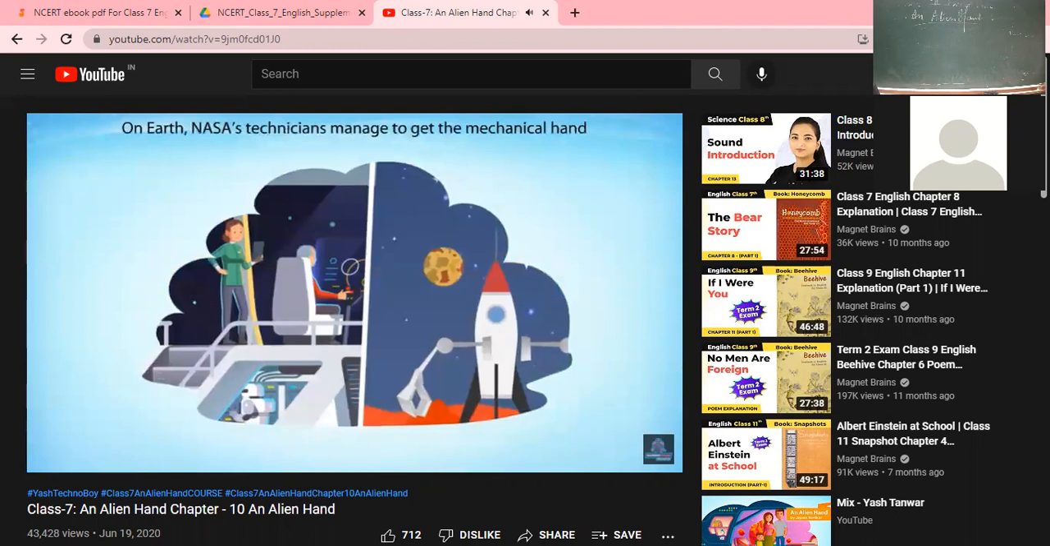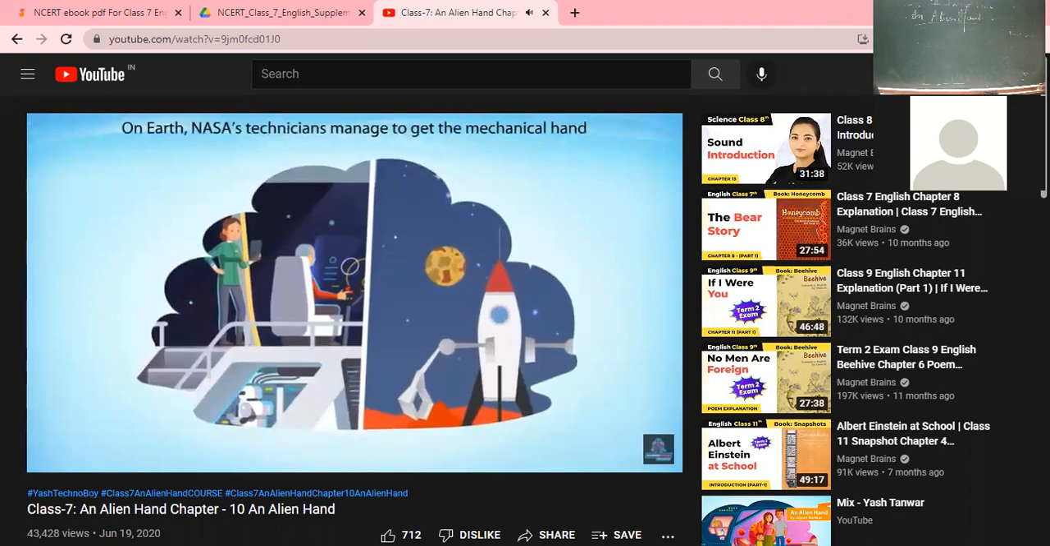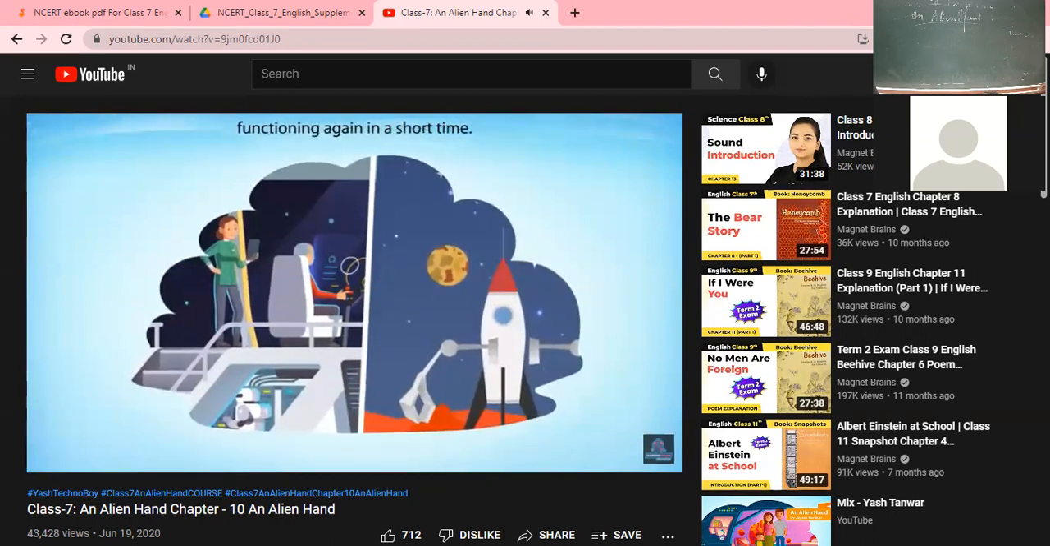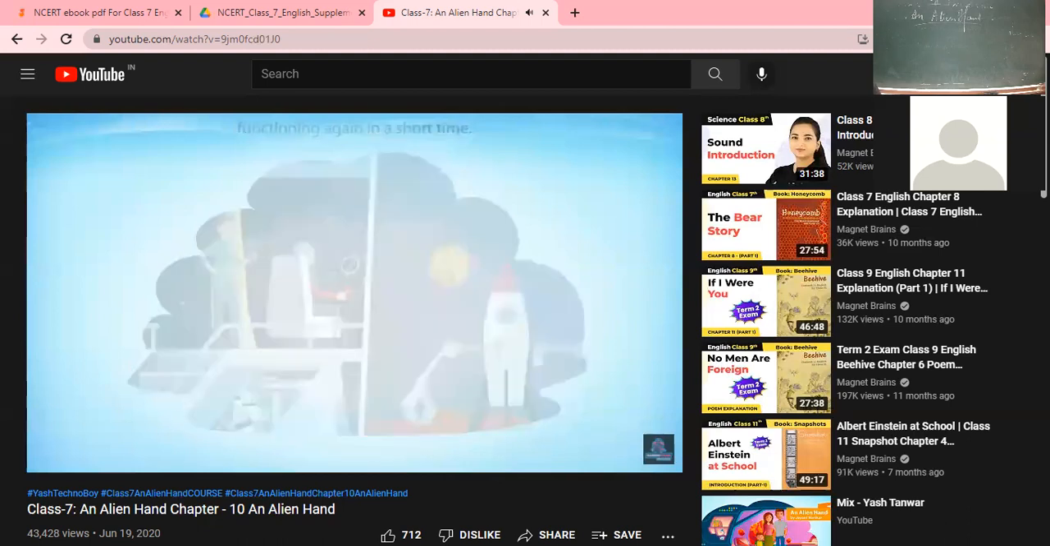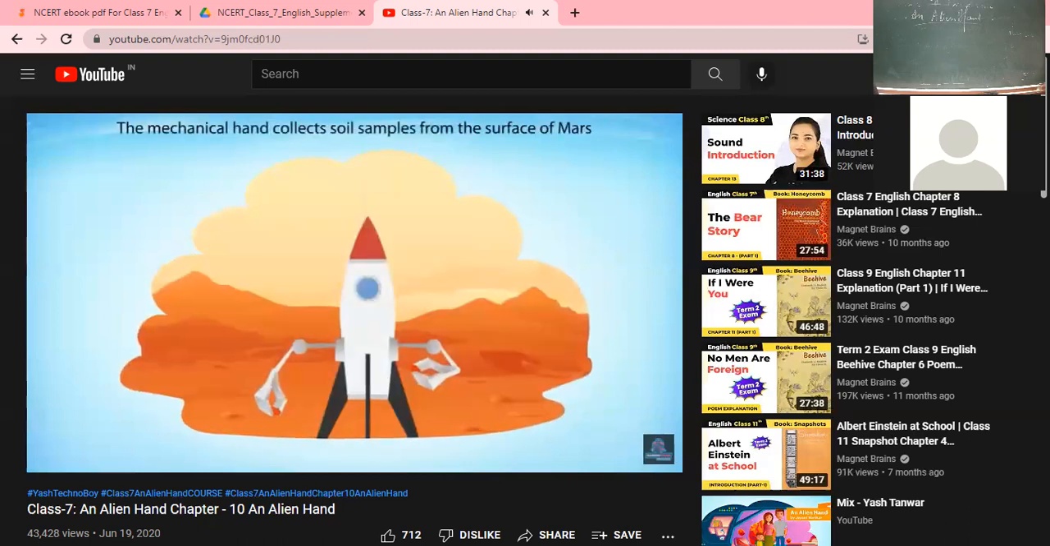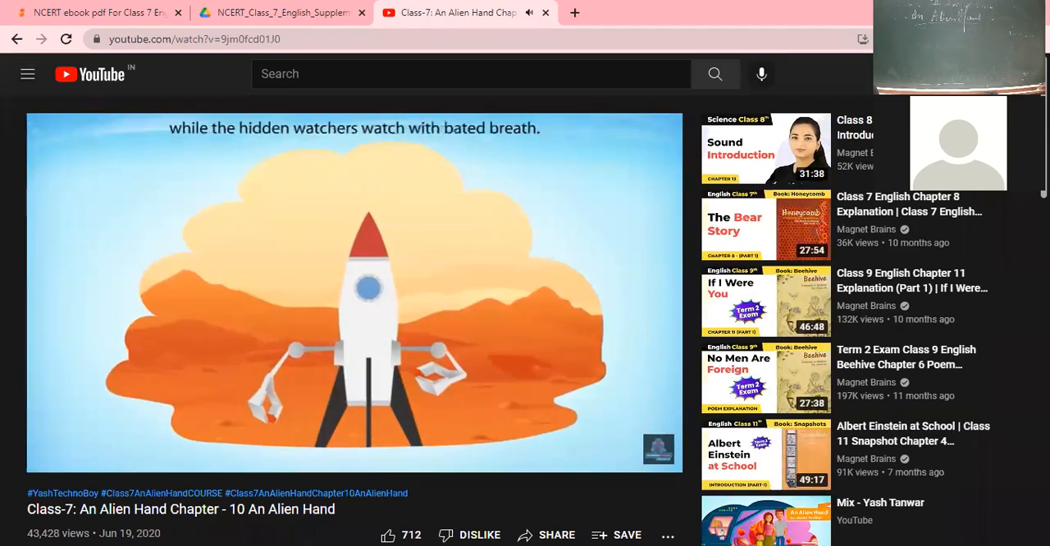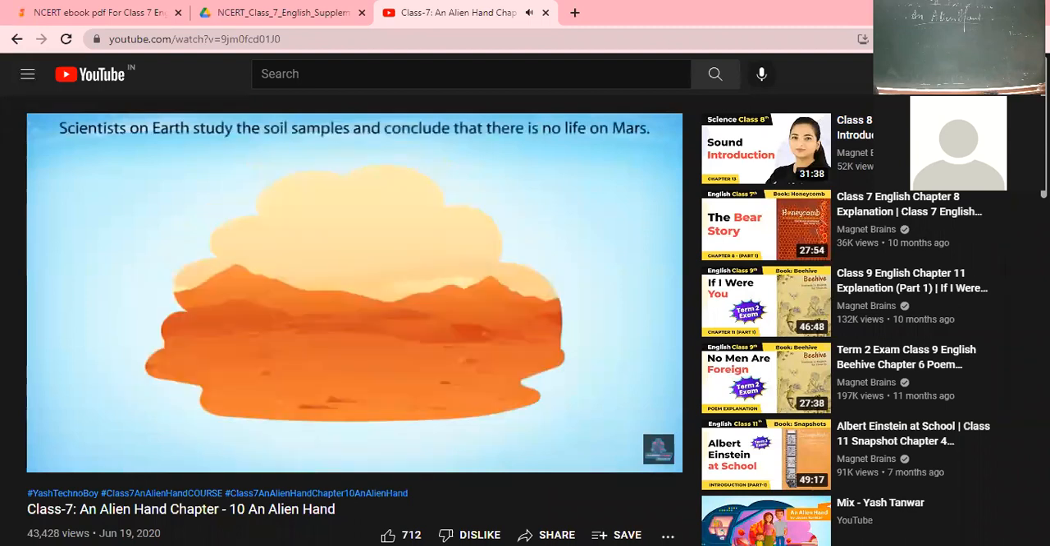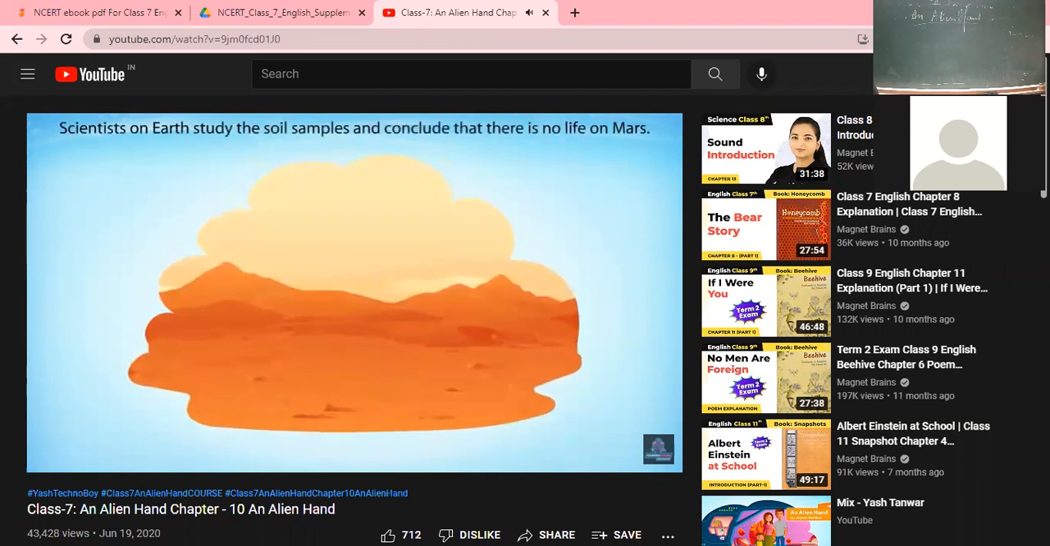On Earth, NASA's technicians managed to get the mechanical hand functioning again in a short time. The mechanical hand collects soil samples from the surface of Mars, while the hidden watchers watch with bated breath. Scientists on Earth study the soil samples and conclude that there is no life on Mars.